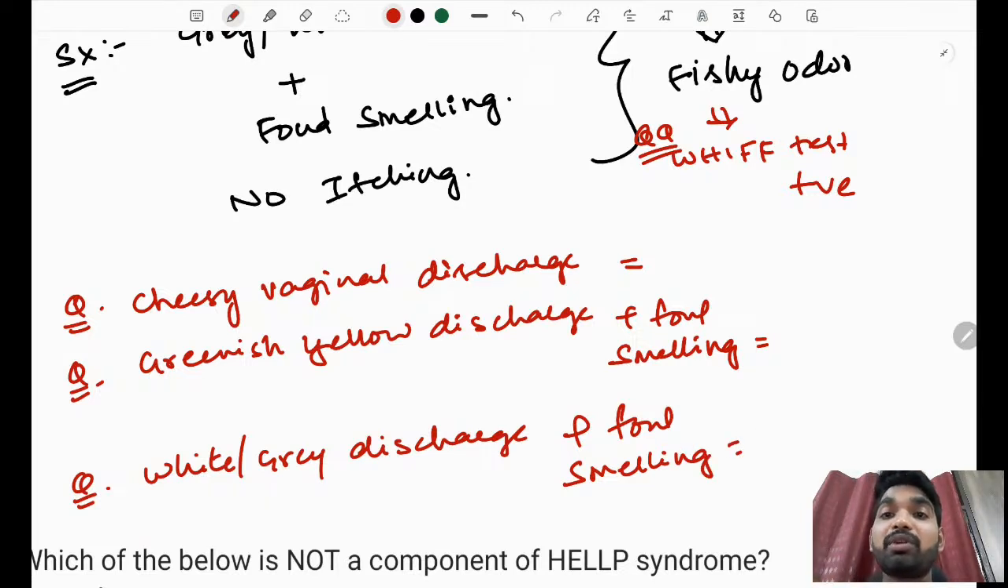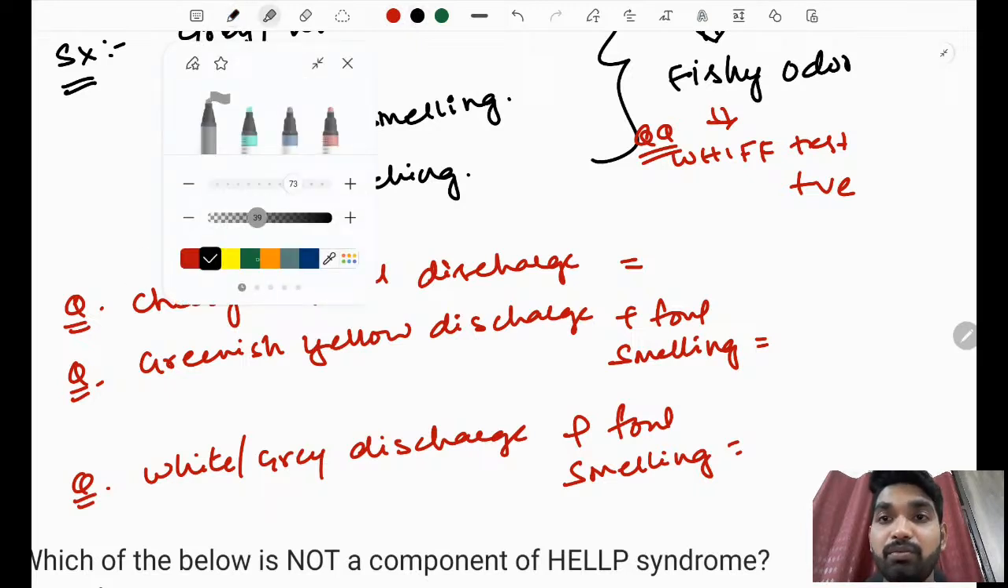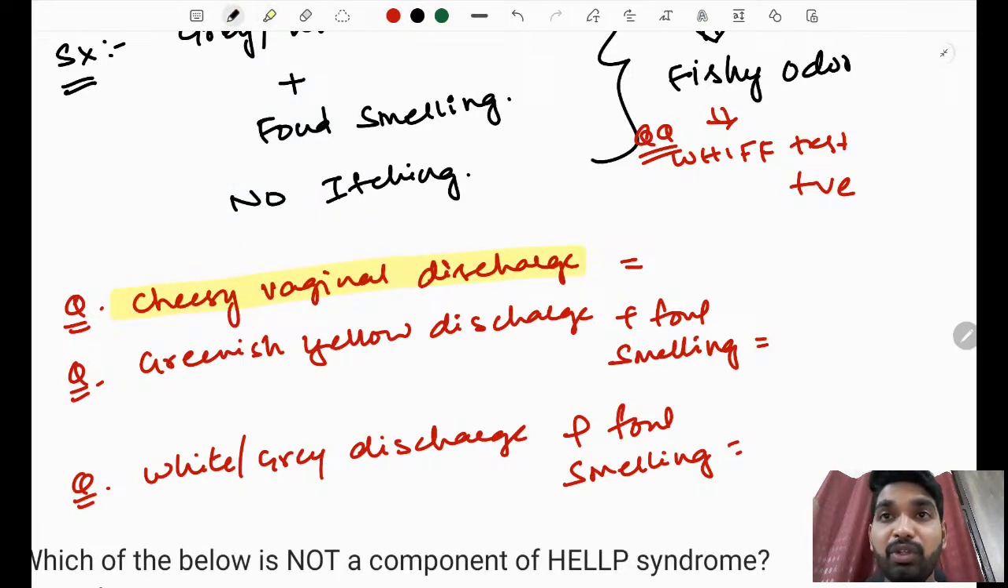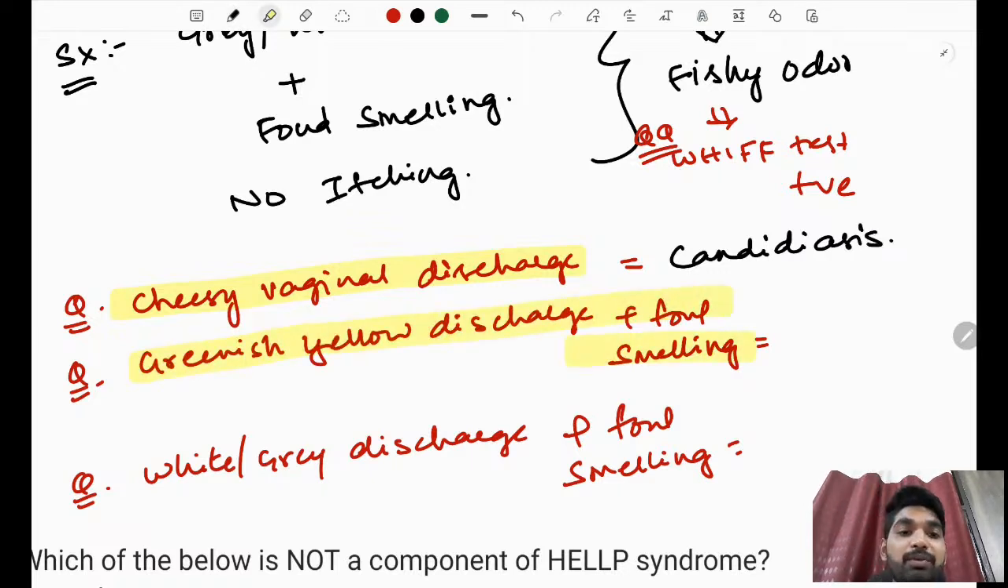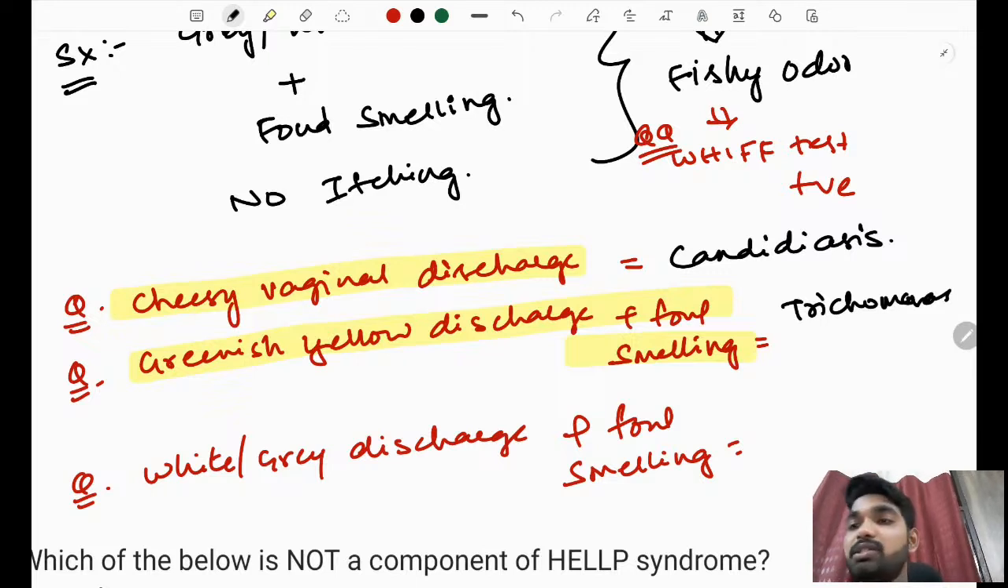Now tell me about this case. Cheesy white discharge. What do you think of? Excellent. Cheese, anywhere cheese, think of candida. Candidal vaginitis, candidiasis. Next, the second one, greenish yellow foul smelling discharge, is trichomoniasis. You will think of trichomonas vaginitis.